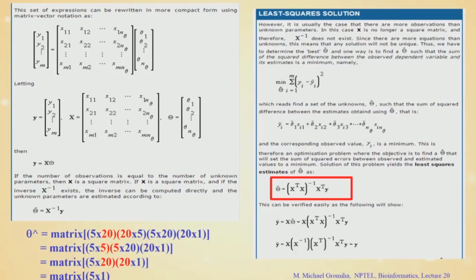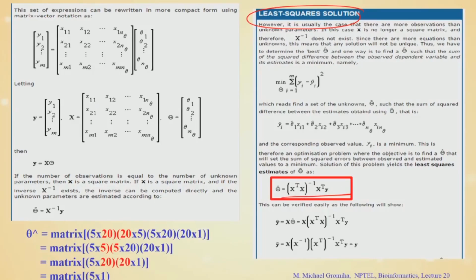But in our case we have 20 equations and only 5 variables. In this case we use the principle of least squares to identify the coefficients so that the deviation is the minimum. You can see the deviation is the minimum of this y minus y bar the whole square. If you do it like this, you can calculate the atomic solvation parameters using this equation, x transpose into x, this inverse, and x transpose into y.